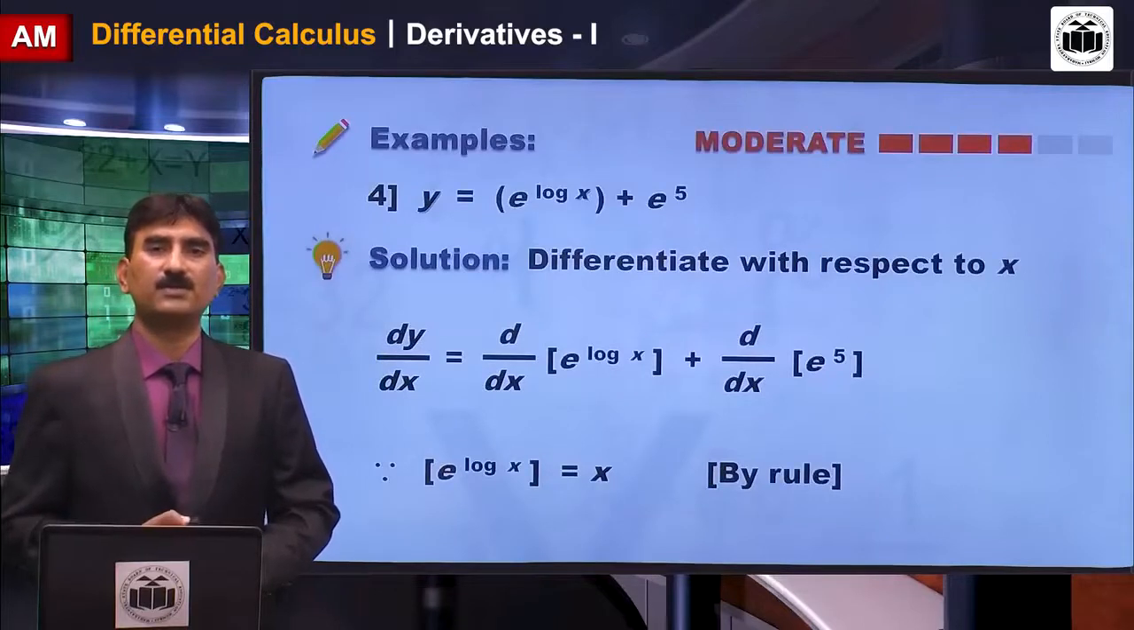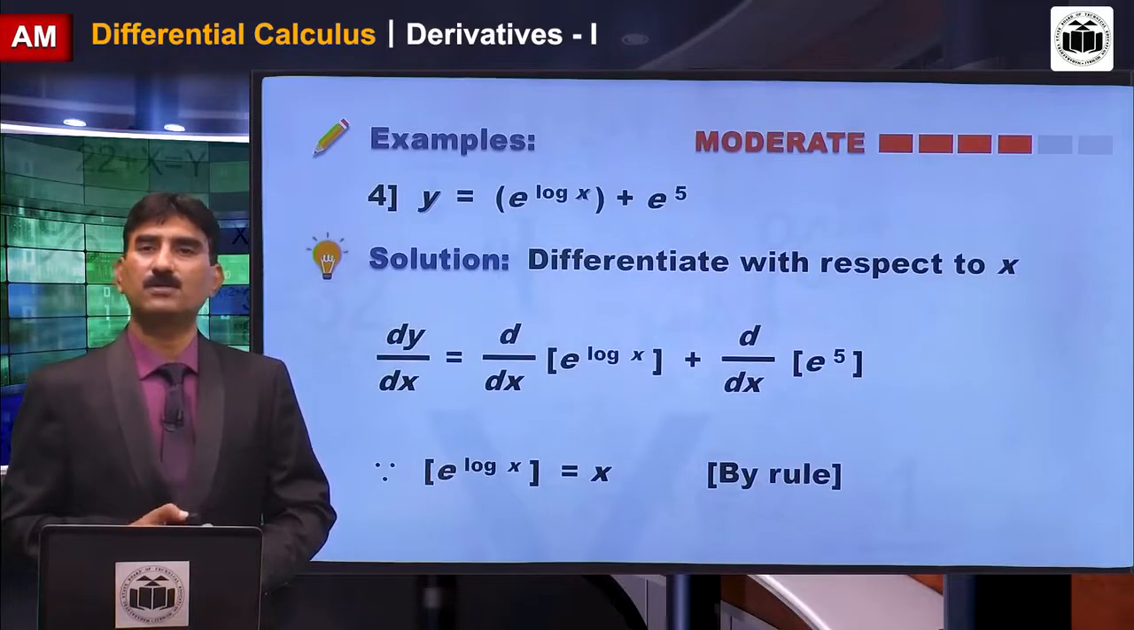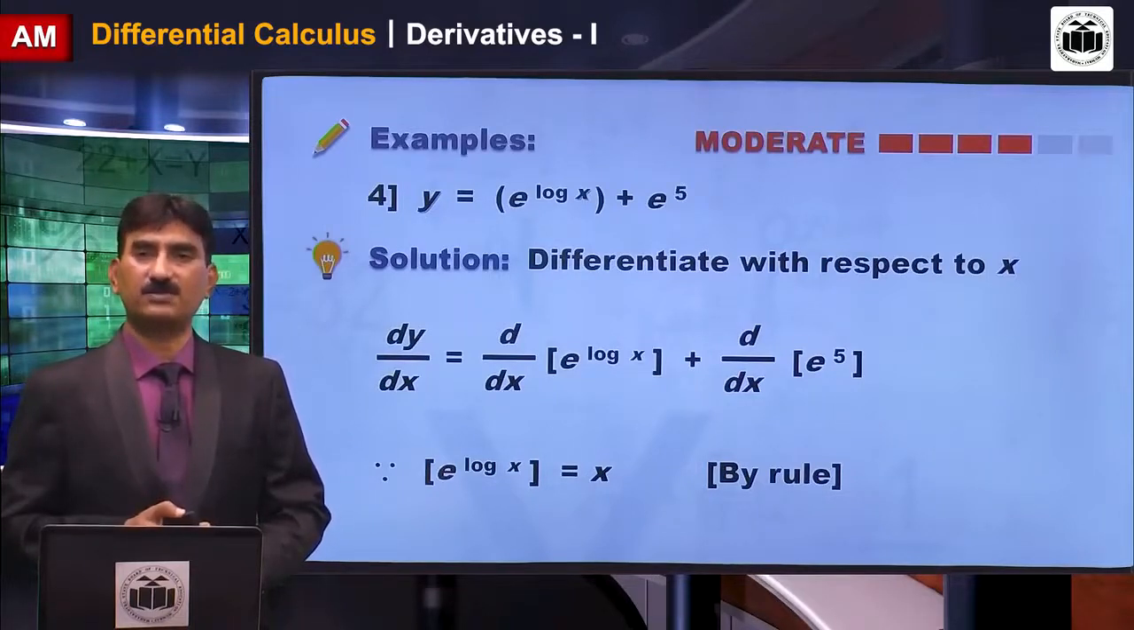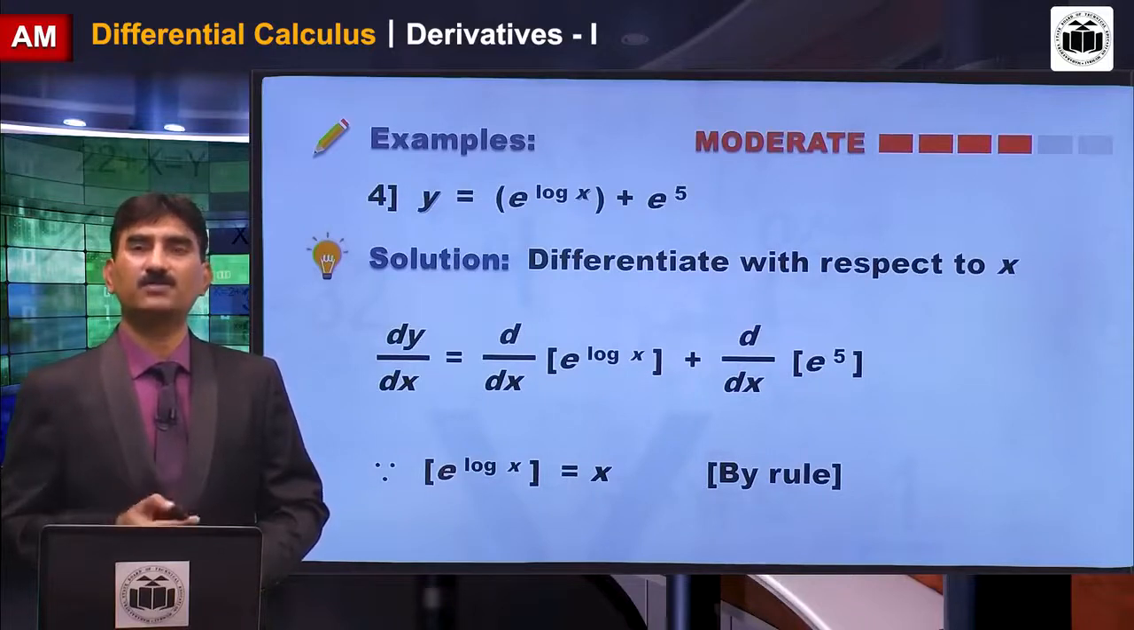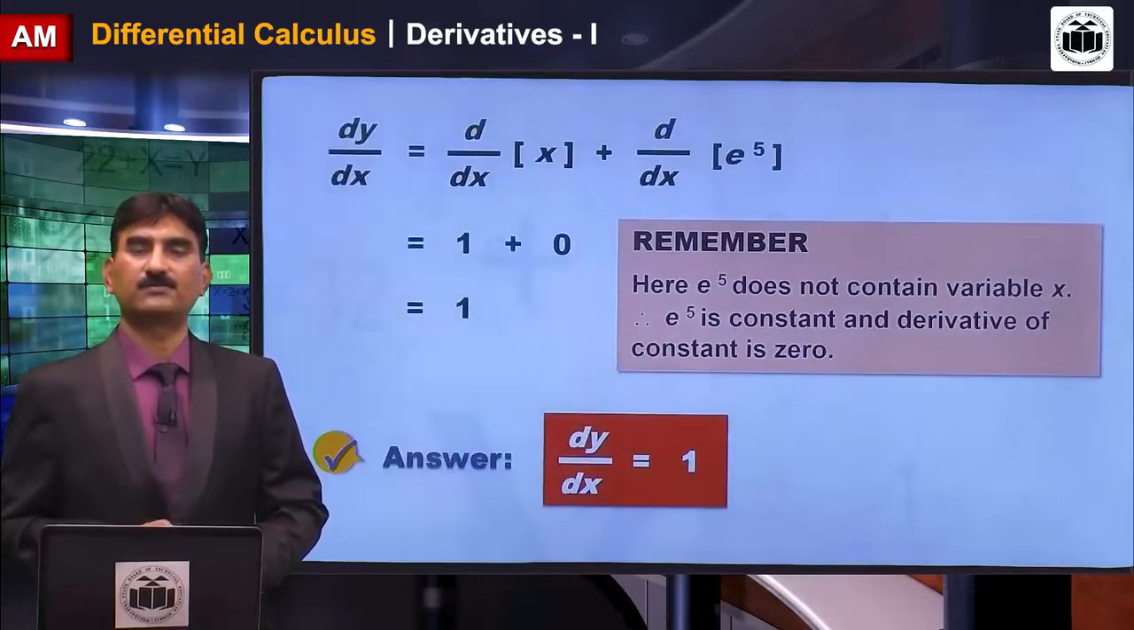Now in the fourth example, e raised to log x plus e raised to 5. Now here we use the rule of logarithms. e raised to log x is x. So therefore we substitute x instead of e raised to log x. e raised to 5 is again a constant because it does not contain x. Final answer.